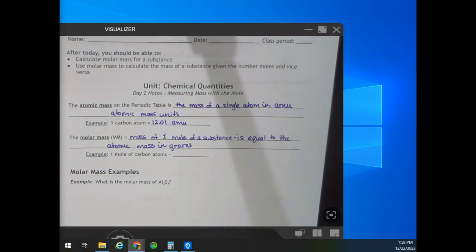If we look at our periodic table, you are looking at periodic table. Kind of chemistry teacher am I? I don't have a periodic table handy.